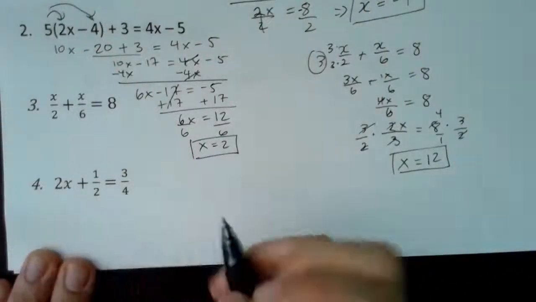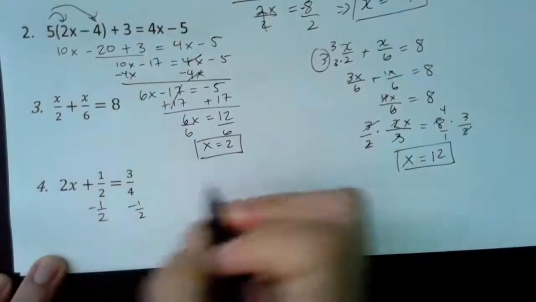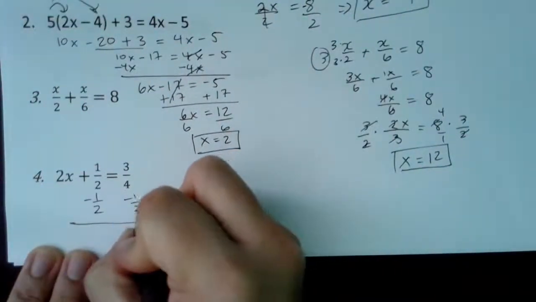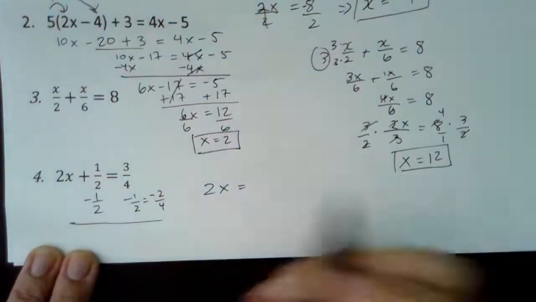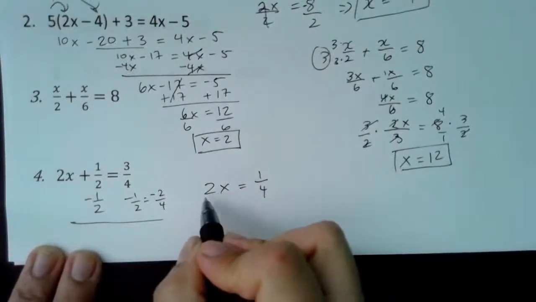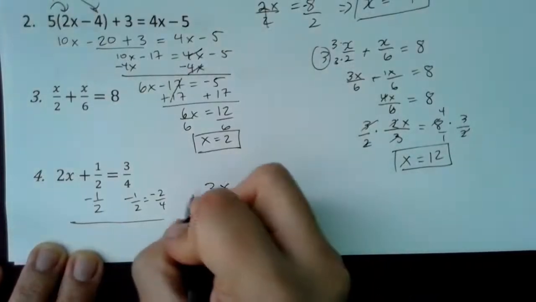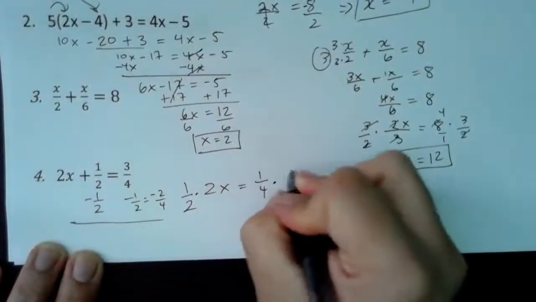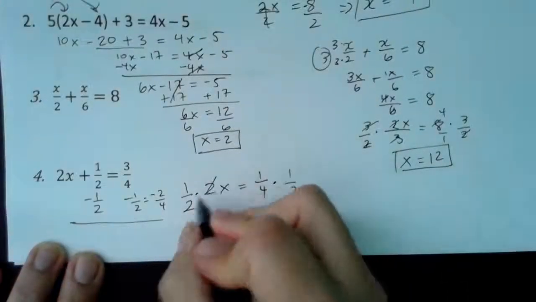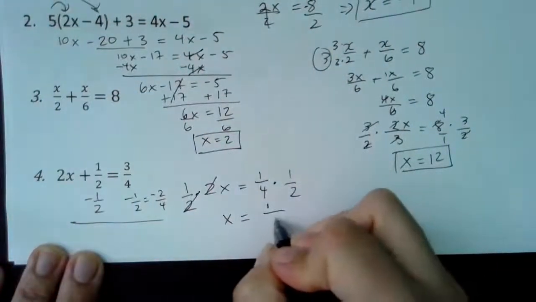So now here, what we need to do, because it's being added, we need to subtract 1/2 from both sides. We get 2x is equal to 3/4 minus 1/2. Well, 1/2 is equal to 2/4, right? That's equivalent. So 3 minus 2 would just be 1/4. And then to get rid of this, we're dividing by 2. But since this is in fraction form, I'm going to rewrite it as multiplying both sides by 1/2. It's just easier to see. Dividing by 2 is the same as multiplying by 1/2 anyway. So x is equal to 1 times 1 is 1, and 4 times 2 is 8.